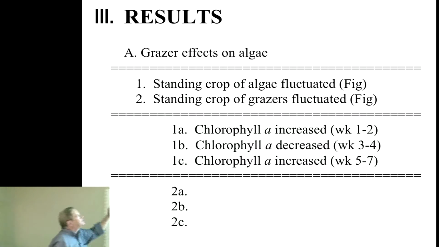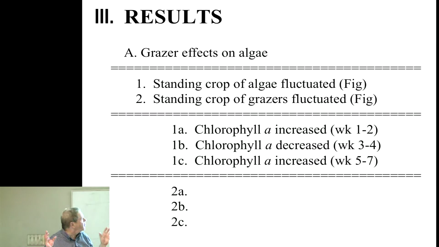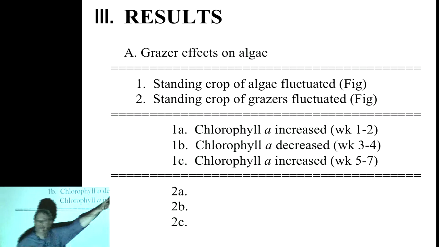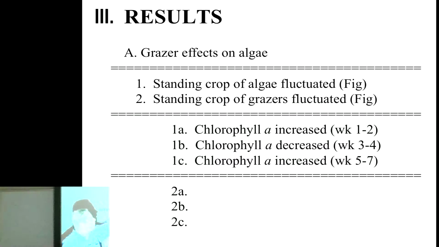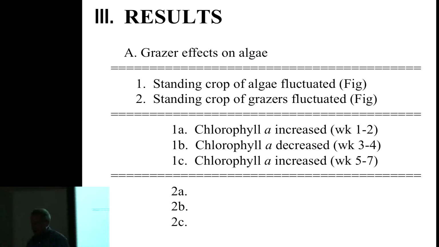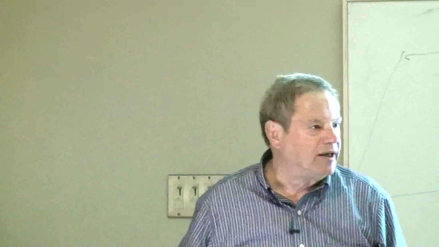So what we're doing is we're taking what really is our topic sentence: chlorophyll A, or the standing crop of algae, fluctuates. And this is our, for example, chlorophyll A increased weeks 1 and 2. For example, chlorophyll A decreased weeks 3 and 4. For example, chlorophyll A increased weeks 5 to 7. Now, this is all in our outline. Our outline gets progressively bigger and bigger. We have written this down, and now we actually write it into a paragraph. All organization.